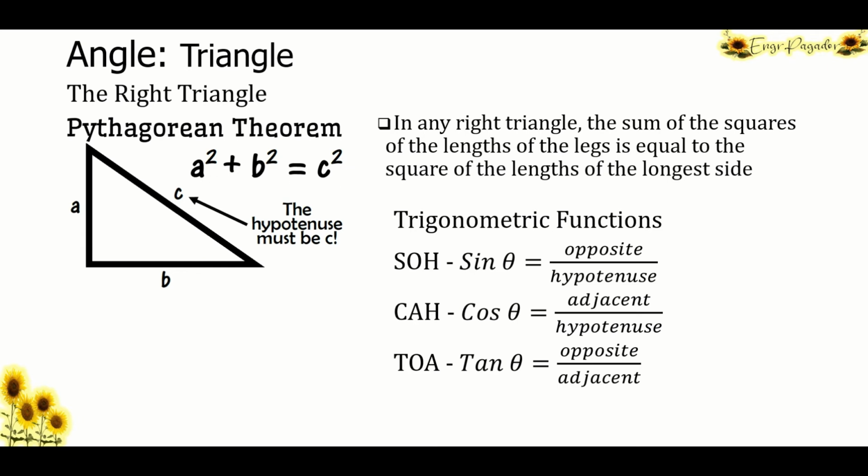And we have trigonometric functions that are used to solve for a right triangle. This is SOHCAHTOA. For SOH, sine theta is equal to opposite over hypotenuse. The opposite here is the side opposite where the theta or the angle is being measured, and the hypotenuse, of course, is the longest side. For CAH, cosine theta is equal to adjacent over hypotenuse. The adjacent is the side next to where the angle is being measured. And for TOA, tangent theta is opposite over adjacent. So these are the measurements of the sides.